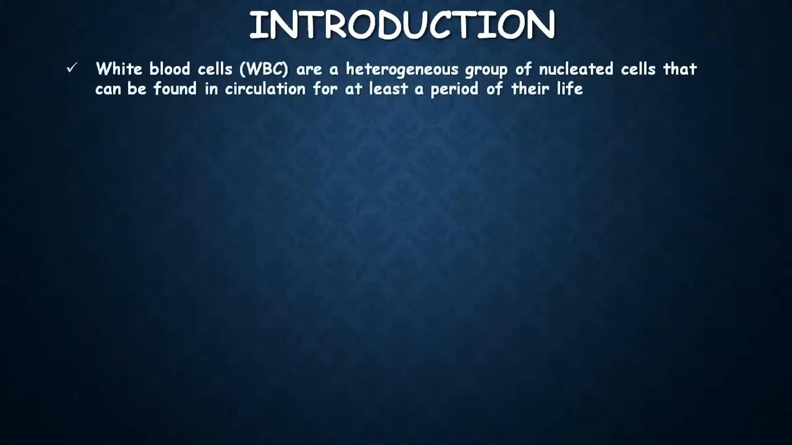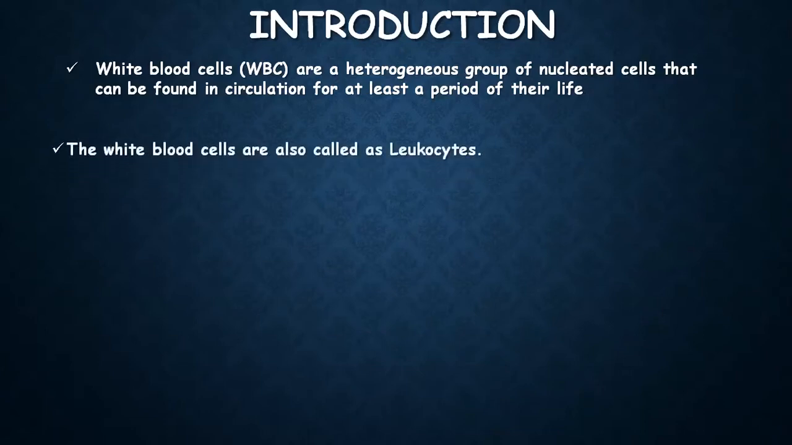Introduction. White blood cells or the WBC are a heterogeneous group of nucleated cells that can be found in circulation for at least a period of their life. The white blood cells are also called the leukocytes. These leukocytes are classified as first one is granulocytes and second one is the agranulocytes.